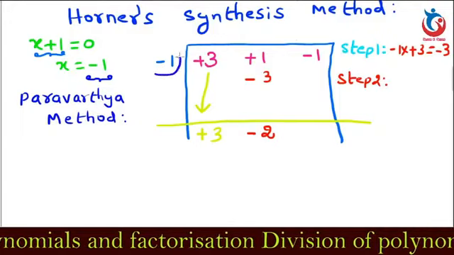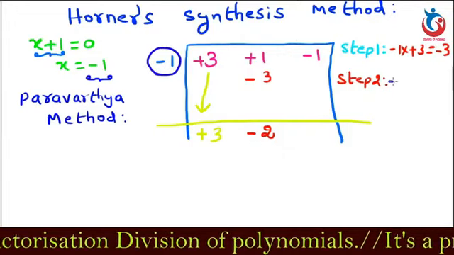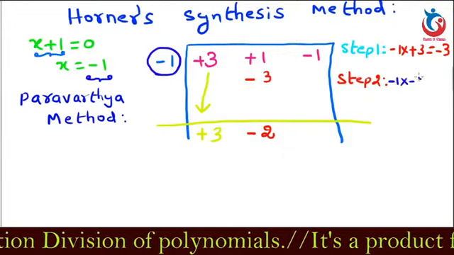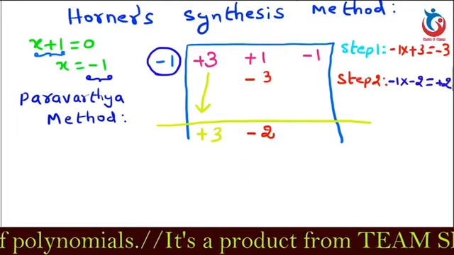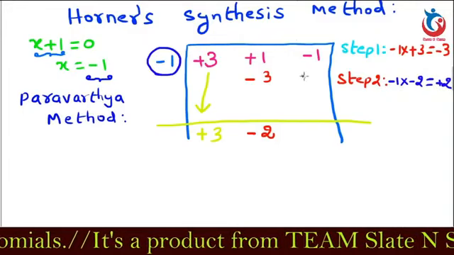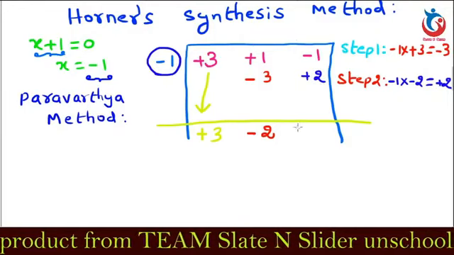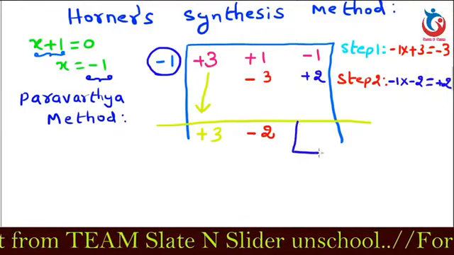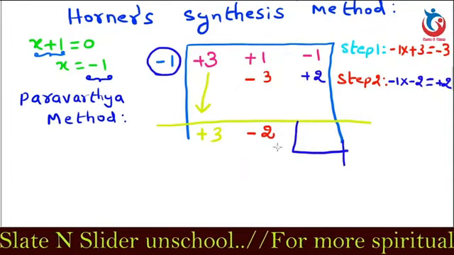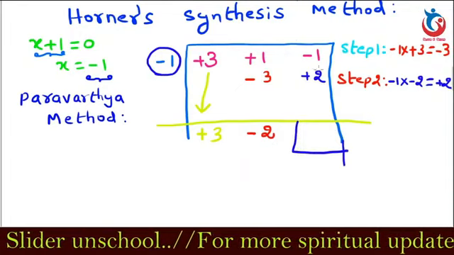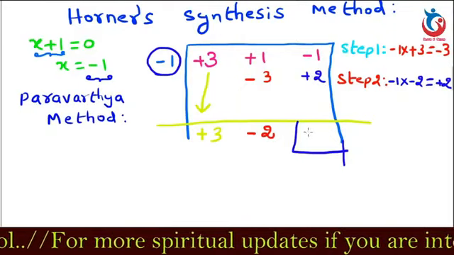The next step, for step 2, we do the same. Take this -1 into the next term -2, multiplication: -1 into -2, minus into minus is plus, 1 into 2, so it will become +2. And then after simplification, just observe, every time the number which we get in the last position will be the remainder, and the remaining are quotient. So -1 plus 2. What is the answer? Here the answer is +1.